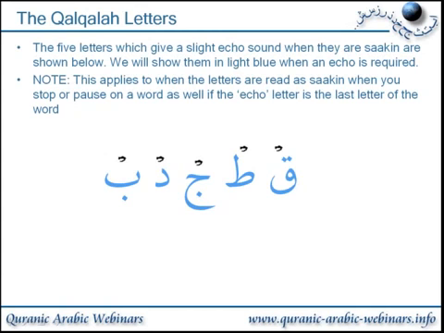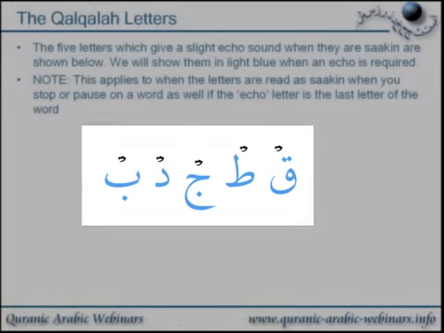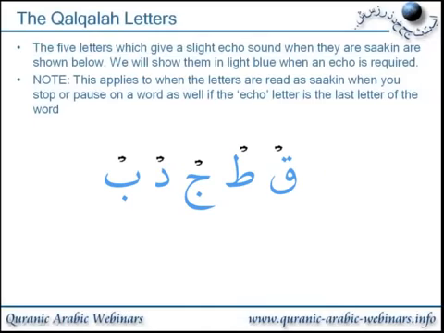Now remember, this can happen when they actually carry a sukoon, or you're stopping or pausing at the end of a sentence, or even in the middle of a sentence, and it happens that one of these 5 letters is at the end of the word and you have to make it sakin. Okay, so remember, these are Qa, Ta, Ja, Da, Ba. If you remember that, that's an easy way to remember it.